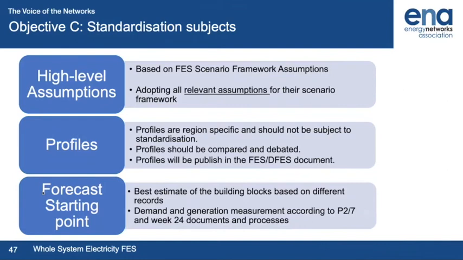So after we established the process for the standardization, we had a debate and discussion around what needs to be standardized. The first one was high-level assumptions. National Grid every year publishes an Excel file, I think it's called the FES Assumption Framework. Last year, it had over 70 assumptions with different themes: political, economic, social, or customer behavior. So we will adopt all relevant assumptions, and those assumptions indicate levers such as high, medium, or low for different technologies.